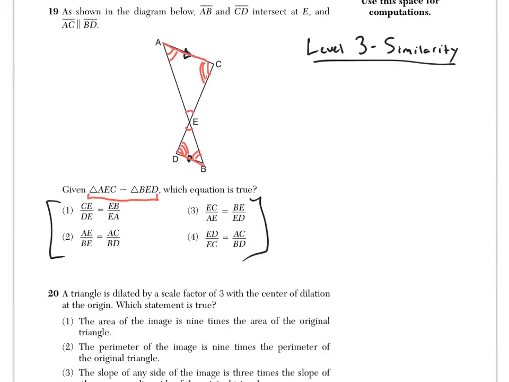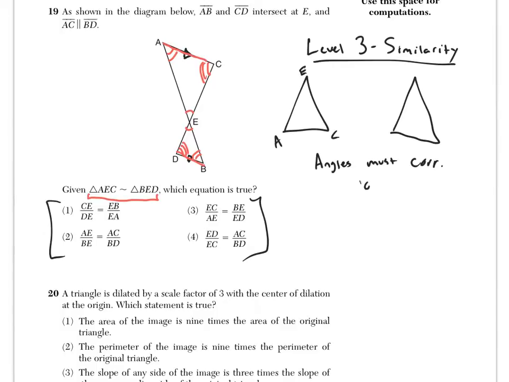Now, check it out. What we're going to do is first redraw the triangles. That's always the first step. We don't like this setup. So I'm going to draw a big triangle. That's going to be AEC. And then we're going to draw a small triangle. The key to doing this is always make sure that your angles correspond correctly. Angles must correspond correctly. They're not randomly done, they're done in a specific way.